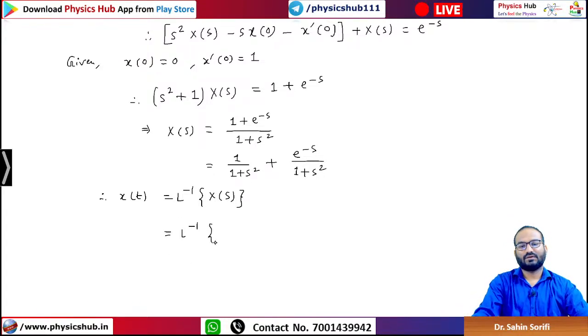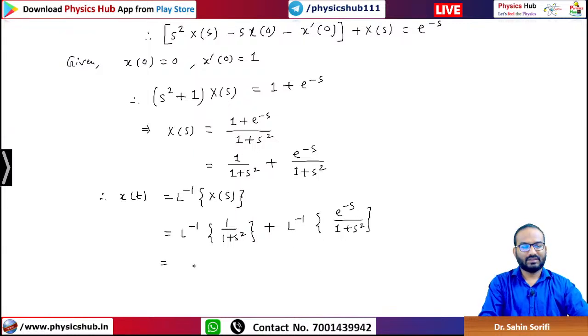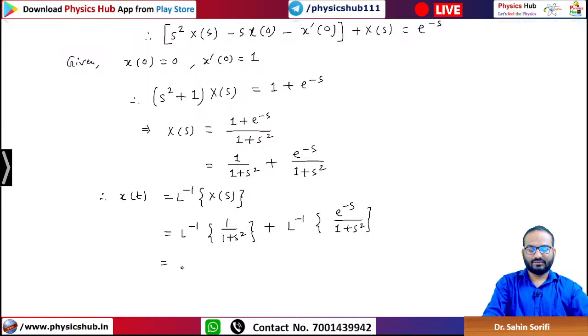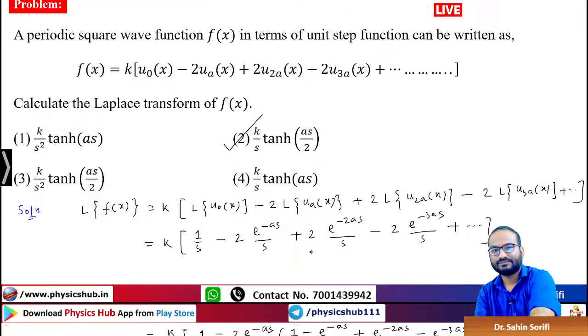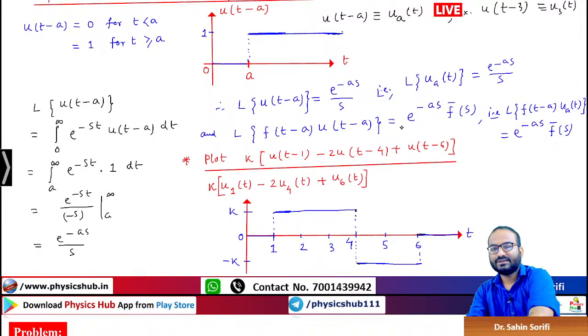Laplace inverse of 1 by 1 plus s square plus Laplace inverse of e to the power minus s by 1 plus s square. Now you know what is the inverse Laplace transform of 1 by 1 plus s square. It is sin t, plus, you see, it is in the form of e to the power minus s times f bar s. Look at this. What was the formula? e to the power minus s times f bar s.